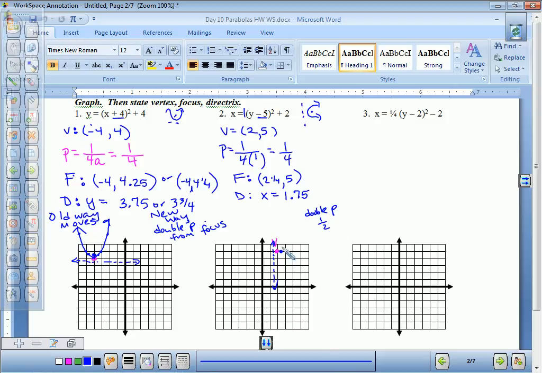So I would go up a half from the focus and down a half from the focus. If I use the moves, I would go 1 1, 1 1, 2 4, 2 4. You can do it either way. Everything lines up beautiful. That is a parabola.